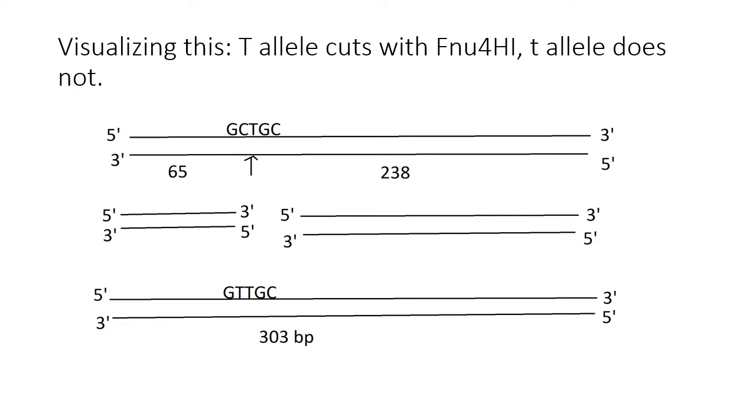The little t allele does not cut because it has a GT instead of a GC, and so you can treat it with the enzyme all you want. It will remain 303 base pairs, irrespective of whether you try to treat it with the enzyme. And these differences can be seen on agarose gels.